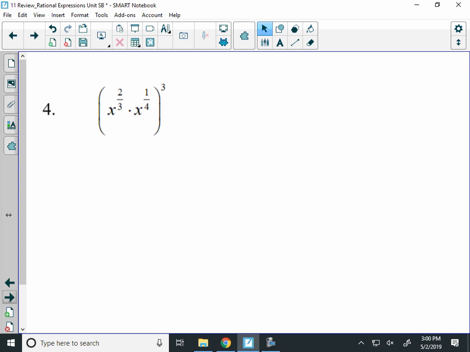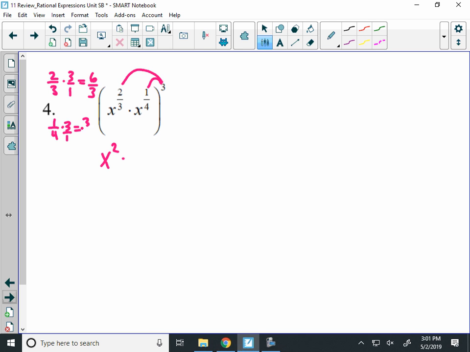All right, what I would do in number 4, there's 2 ways to do this. You could find a common denominator and add those fractional exponents together first before dealing with the cubed. What I actually think is going to be easier for you is to distribute the cubed exponent first. 2/3 times 3 is equal to 6/3, which is 2. So this is really x squared. Then 1/4 times 3 is 3 over 4. So I'll have times x to the 3 over 4.